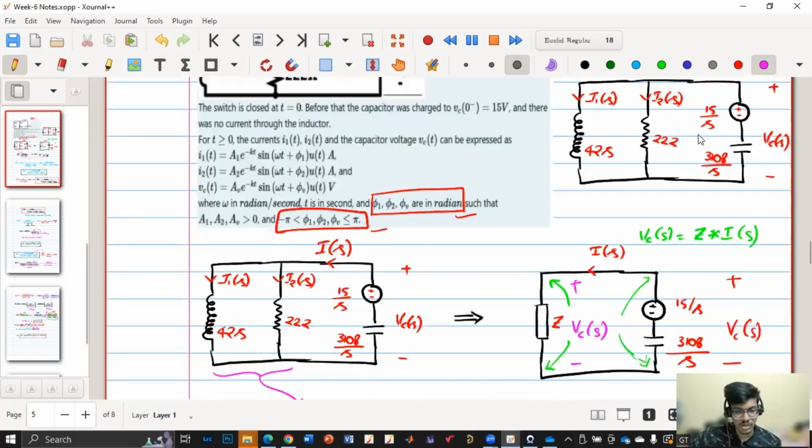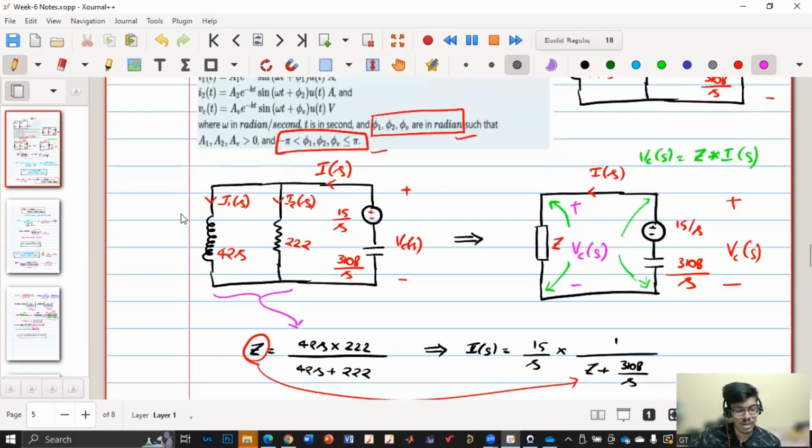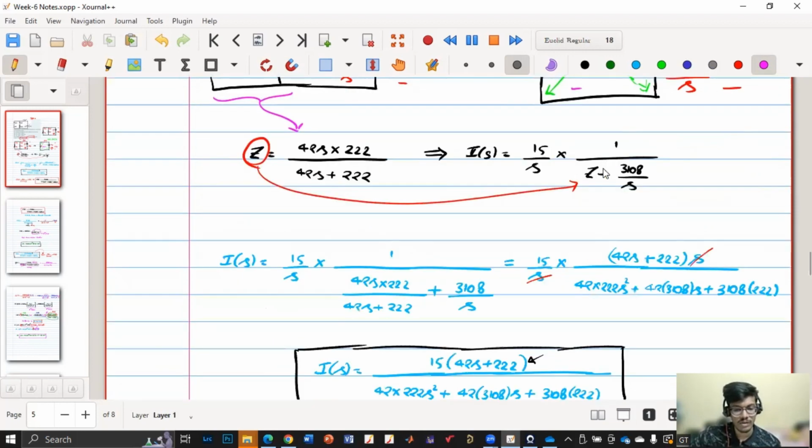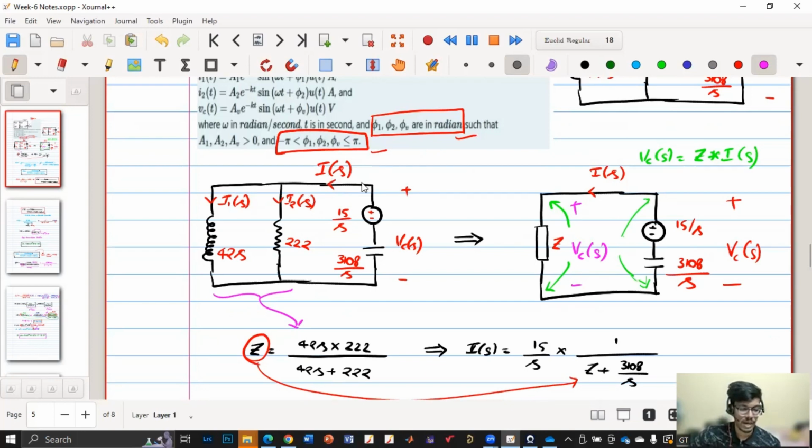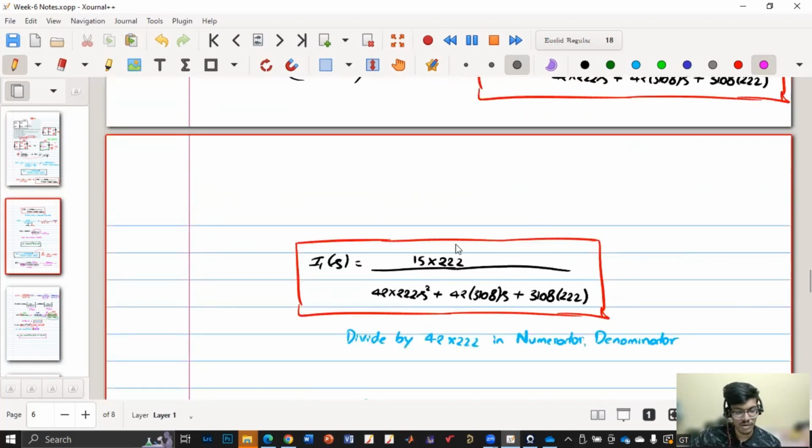First, I converted it into S domain. Then I used any analysis you can do. I simplified these two parallel things into a common impedance. Now I have calculated I of S. Now I know the relation between I1 of S and I of S. Using that relation, I got I1 of S.